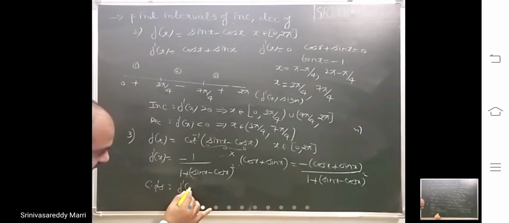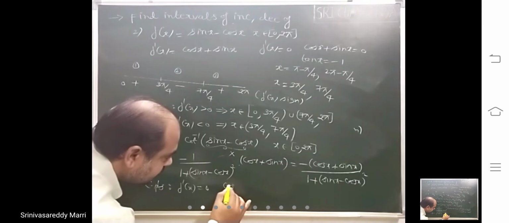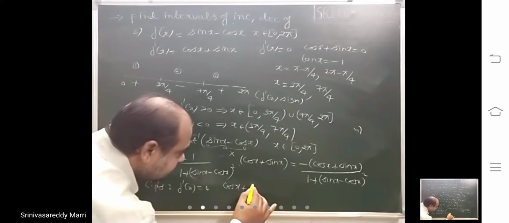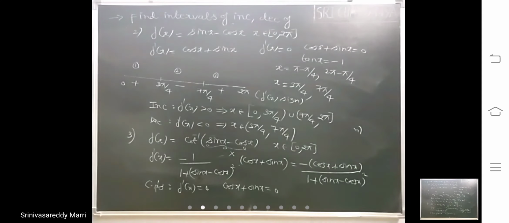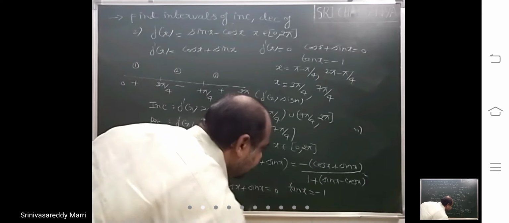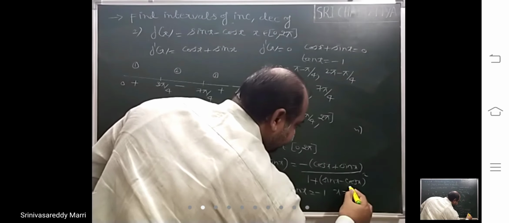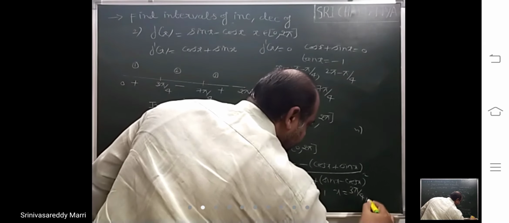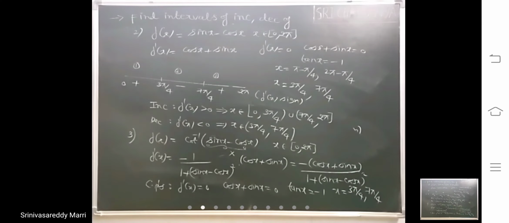F dash x equal to 0 means this numerator equal to 0. Cos x plus sin x equal to 0. That means, similarly as the previous problem, you will get tan x equal to minus 1. In the previous problem you got 3 pi by 4, comma 7 pi by 4. These are the critical points.